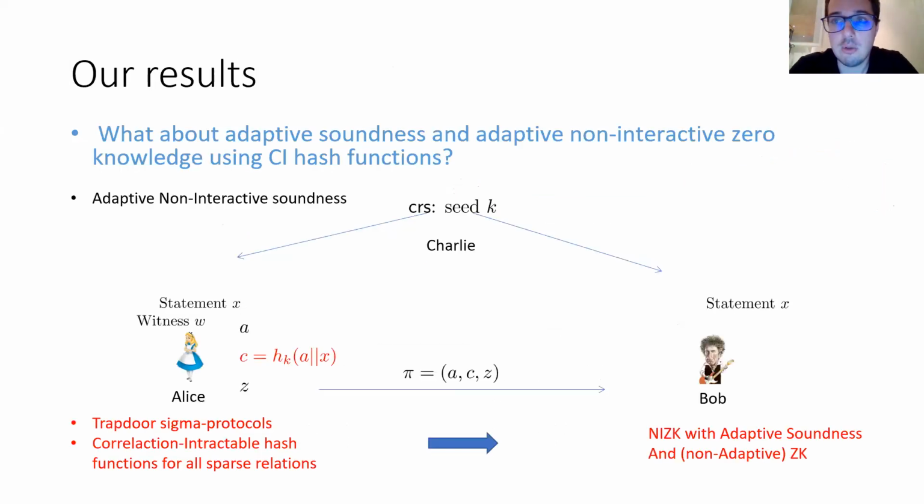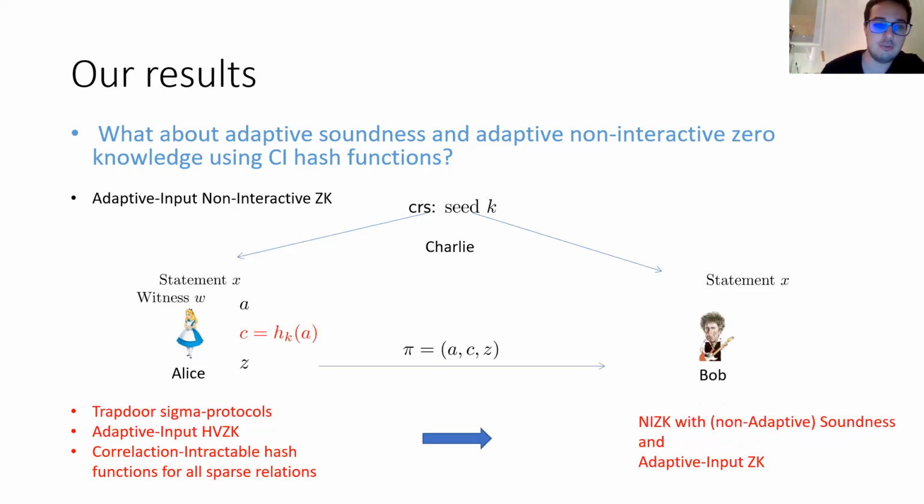So let's summarize our results. The first is about adaptive non-interactive soundness. And we notice that if we apply the Fiat-Shamir transform with correlation intractable hash functions to a trapdoor sigma protocol, but we compute the challenge by hashing the statement concatenated to the first message A, we define a NIZK that enjoys a directly adaptive non-interactive soundness.